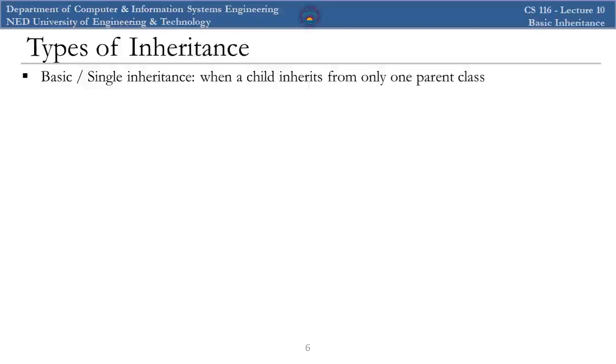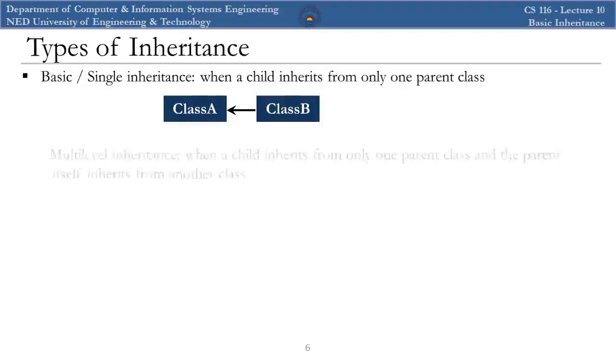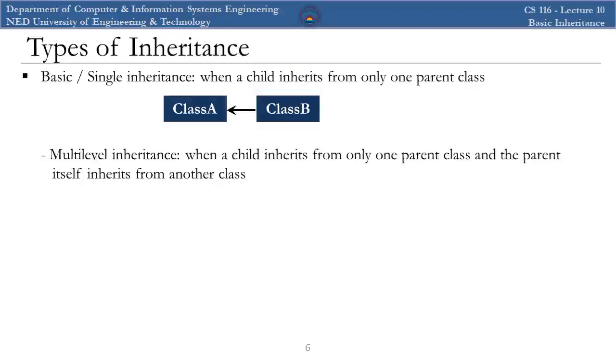Let's first discuss types of inheritance. Basic inheritance or single inheritance means that a child inherits from only one parent class. This is an example. We have two classes here, class A and class B. Class B is a child class and class A is the parent class, and class B has only one parent, that is class A.